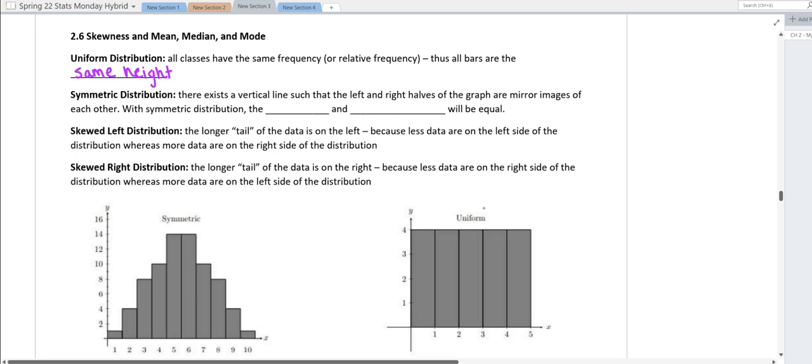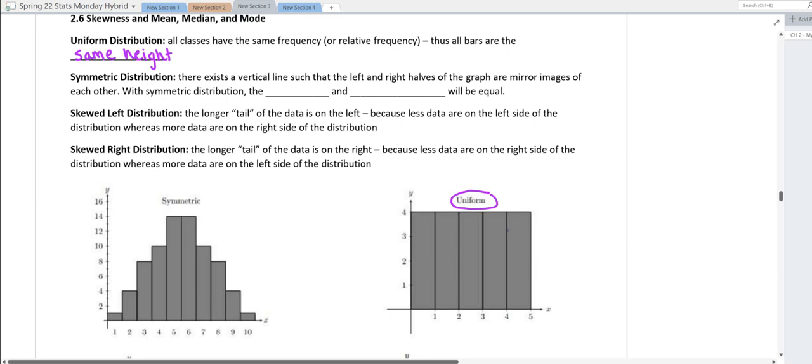So if we look down to this example here, that is a uniform distribution. All of the bars are the same height. A symmetric distribution, look over to the left here, there exists a vertical line such that the left and right halves, if I split this in half, are mirror images of each other. With a symmetric distribution, we assume that the mean and the median are equal. Another thing that we call a symmetric distribution is a normal distribution, which we're going to see a lot once we get to chapter 6. Actually, we're going to do a little bit of it in this chapter too.